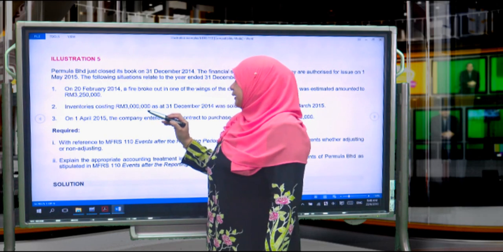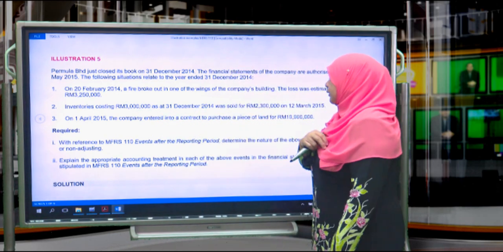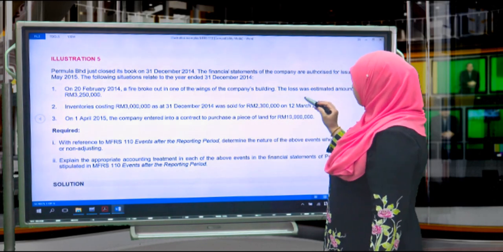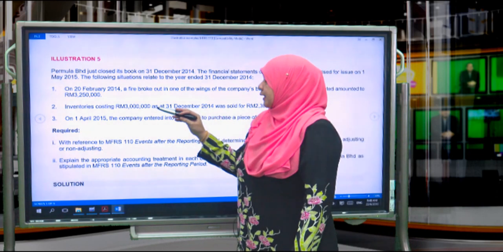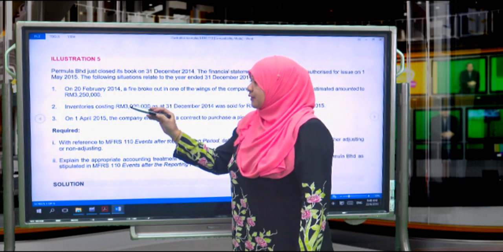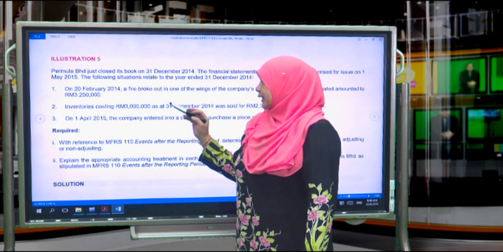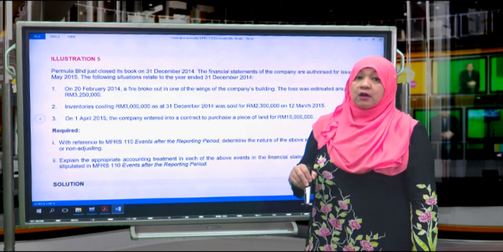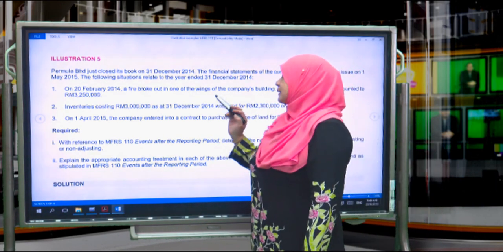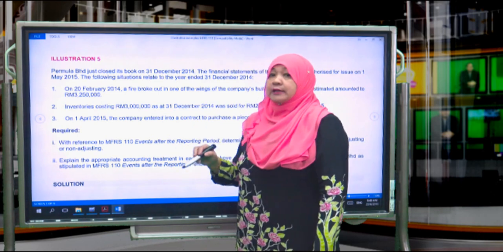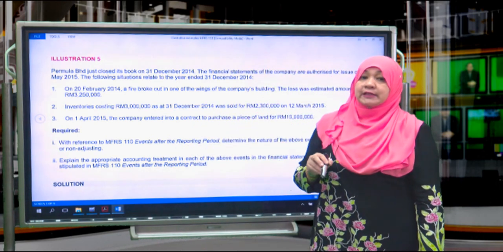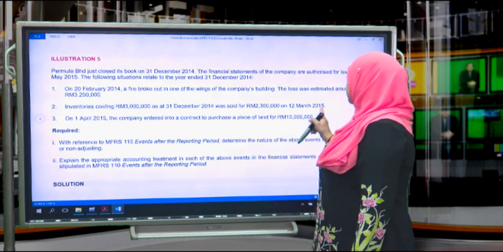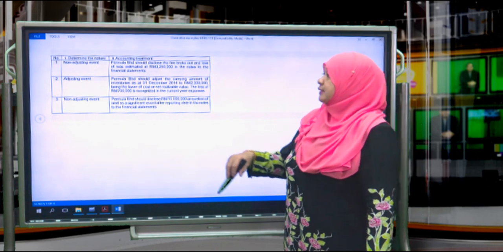Inventories costing 3 million as at 31st December 2014 was sold for 2.3 million on 12 March 2015. So in this case, the inventories which was recorded at 3 million at 31st December 2015 was sold at a value lower than its cost. So when the selling price is lower than the cost, then we need to adjust the financial statements to account for the reduction of the cost. Alright, so in this case, this is considered as an adjusting event.